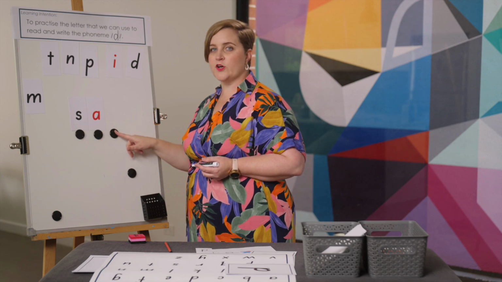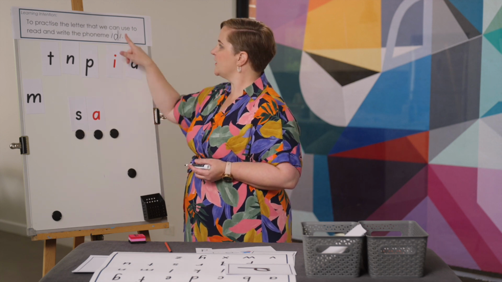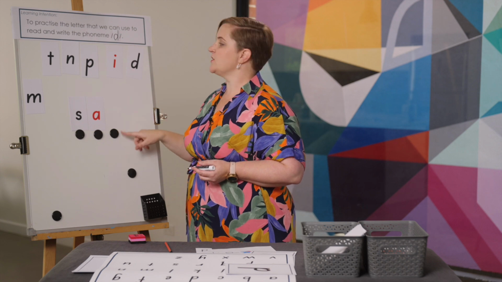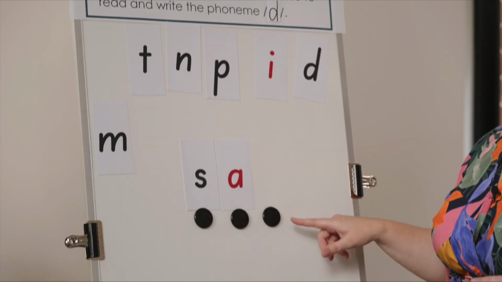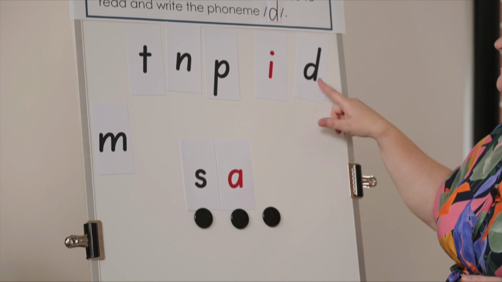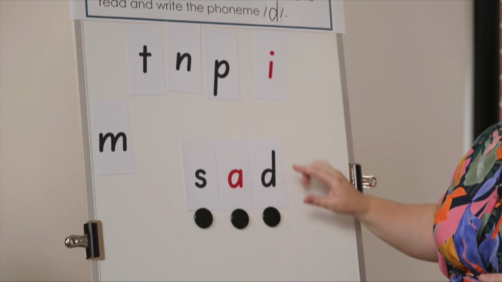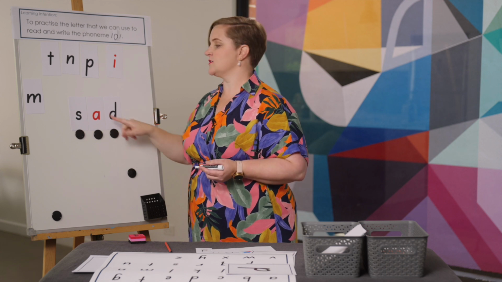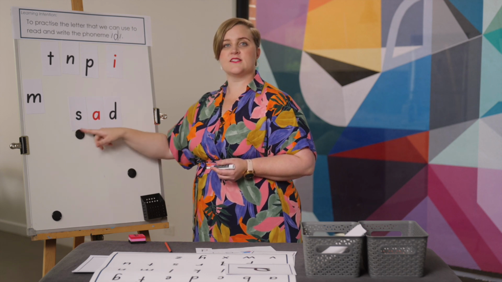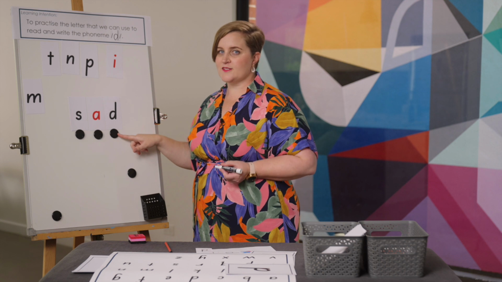S-ad. What phoneme? D. That's the phoneme we're practicing today. Which letter do we use to write D? Yes, the letter D. Bring it down and say D. Let's read the word that we just built. S-ad. Sad. Now it's time to write.